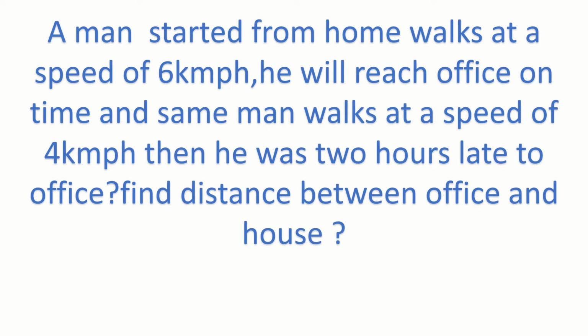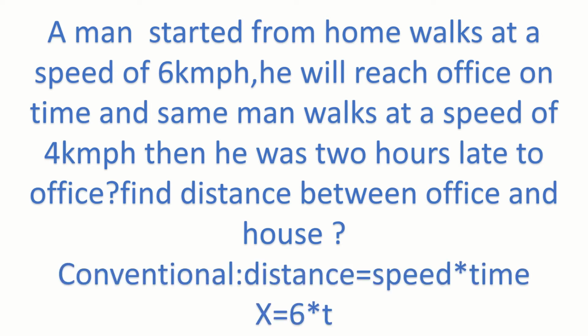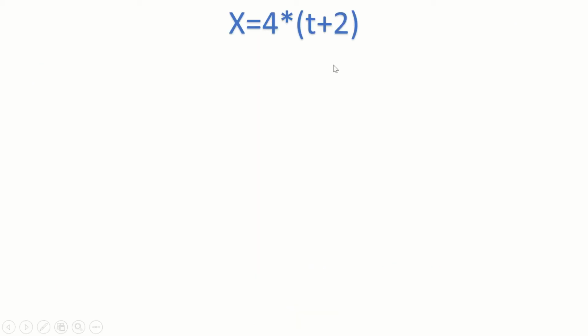So we know distance is equal to speed into time. We form the equations. We don't know the distance, so we will take it as x. Speed is 6 kilometers, time is t, so x is equal to 6t. From the other condition, if he travels at 4 kilometers per hour, he will take 2 hours extra, so we will form another equation from this. x is equal to 4 into (t plus 2).